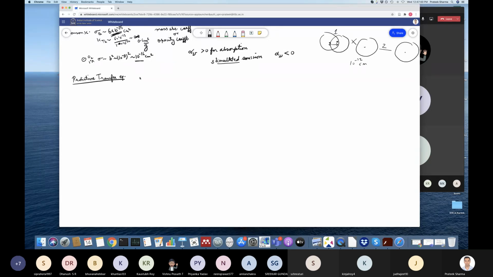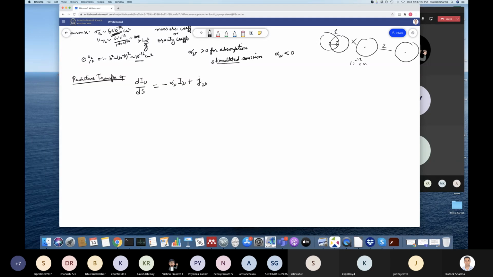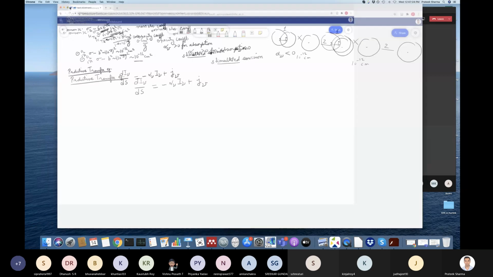Okay, so the radiative transfer equation. If we put both these elements together, how does the intensity vary? dI_nu/ds is equal to minus alpha_nu I_nu, which is due to absorption, plus j_nu. So this is your radiative transfer equation along the beam.